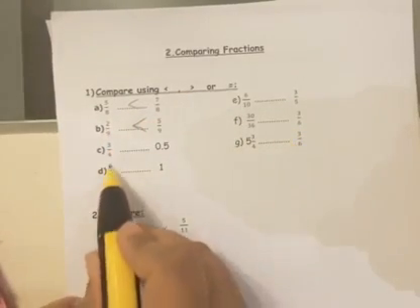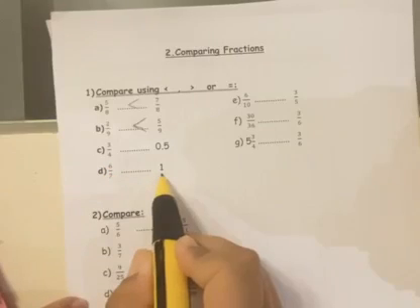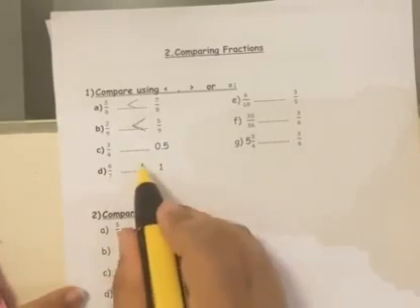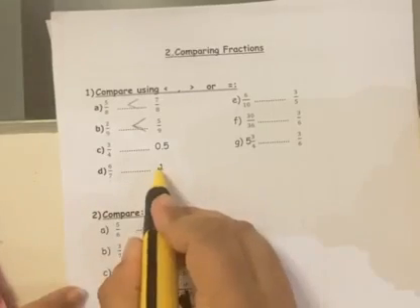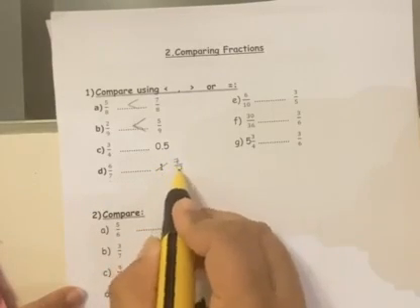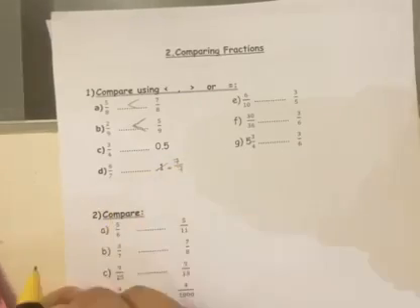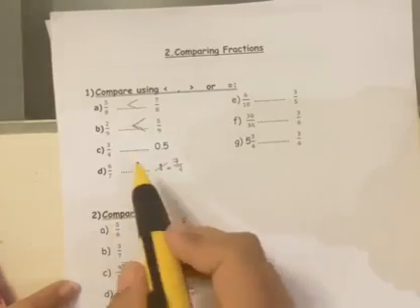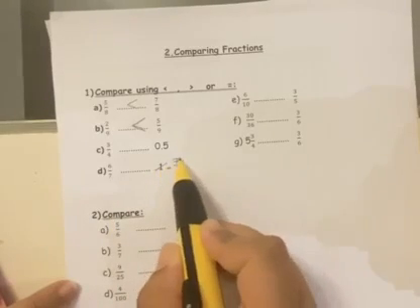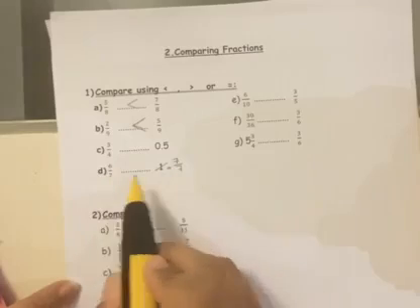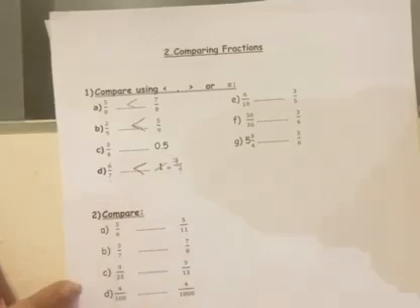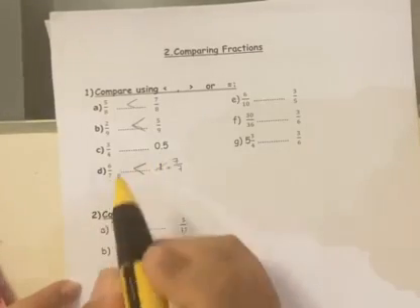Here, 6 over 7 and 1. You have two options. Either you know that 1 is bigger than any proper fraction, so you immediately know 1 is bigger, or you have to change this one into 7 over 7. 1 is equal to 7 over 7. We said before that 1 is equal to any number over itself. So 1 equals 7 over 7. So I have the same denominator, so I will compare normally. 6 or 7, it's 7. Okay, let's look here.